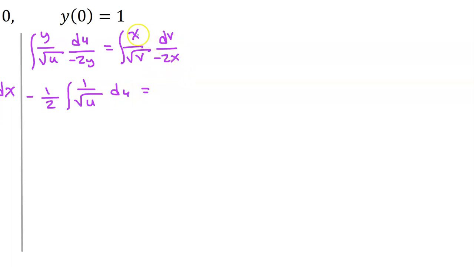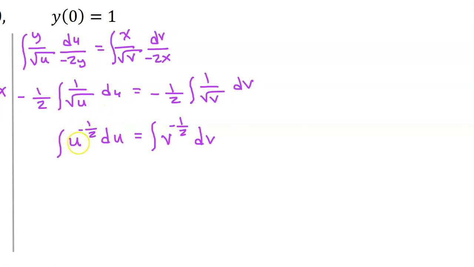Something similar happens on the right-hand side. The x's cancel out. We have the negative 1/2 in the front times the integral of 1 over the square root of v dv. Let's rewrite these fractions with negative exponents, but at the same time, since we have negative 1/2 on both sides of the equation, we can divide both sides by negative 1/2, and that's gone.